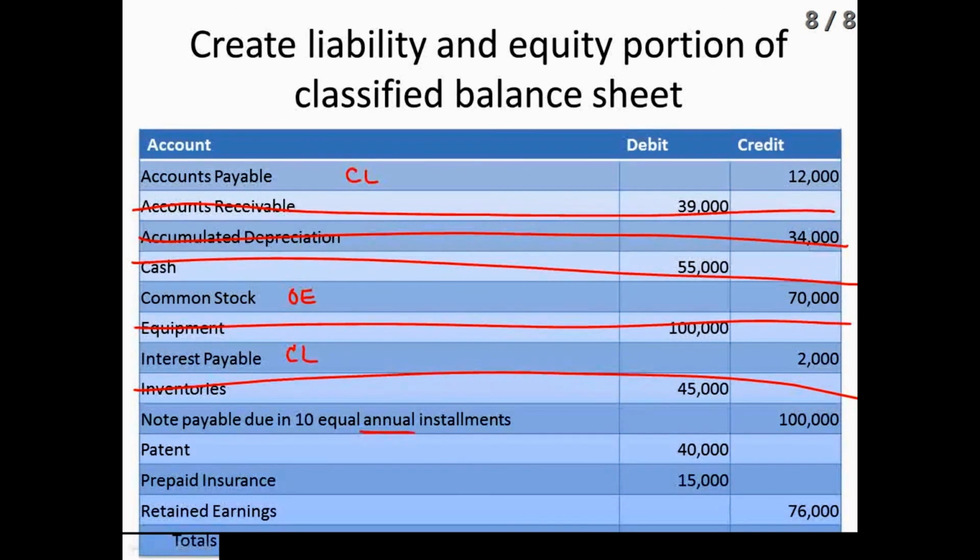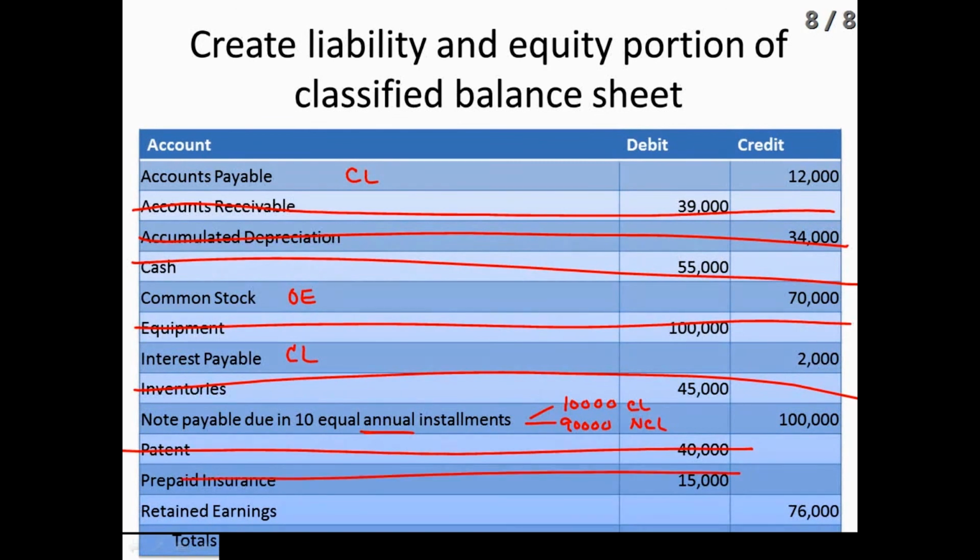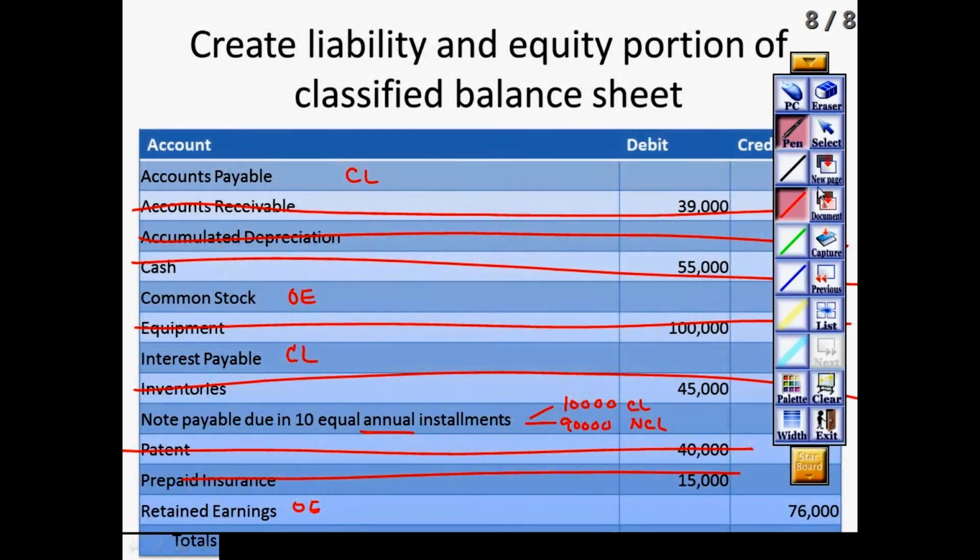Okay, so 10 equal annual installments. So we're going to put 10,000 in current and 90,000 in non-current liabilities. Okay, patent, prepaid insurance, retained earnings. All right, so we've got 1, 2, 3, 4, 5 things to deal with. Let's make sure our balance sheet's going to balance.